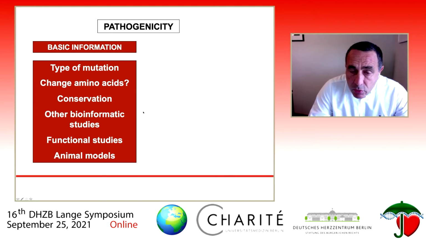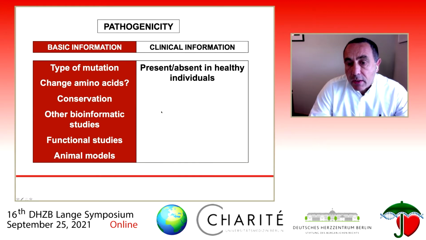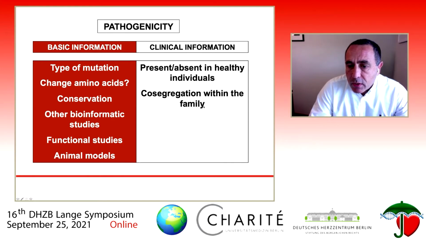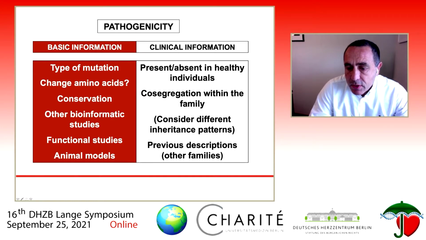But most important usually is the clinical information. And the most useful clinical information for filtering variants is the presence of the variant or its absence in healthy individuals. Happily, we now have a lot of big cohorts of control individuals that have been sequenced, so we can exclude the things that are common in the population. We always have to evaluate co-segregation within the family, considering different inheritance patterns, and we have to consider previous descriptions of the genetic variants, or similar variants, that may have been described in other families.